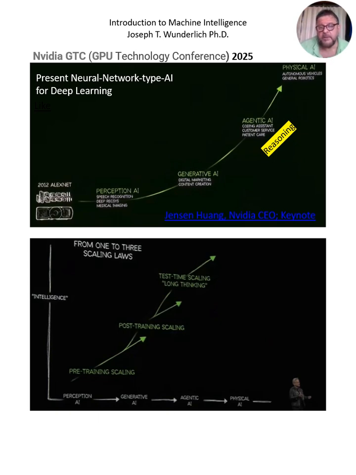My name is Joseph T. Wunderlich. I'm a professor of engineering, architecture, and computer science. This is an introduction to machine intelligence, an update of something I made a decade ago. I've been involved with machine intelligence for 35 years.